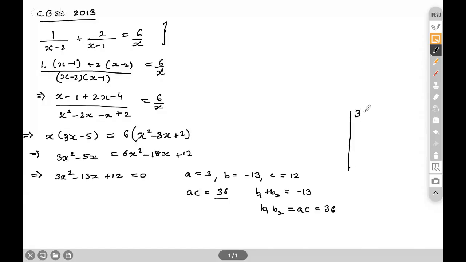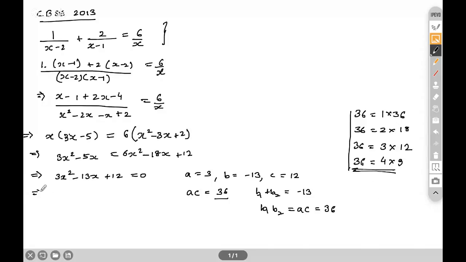Let's say 36 can be expressed as 1 × 36. Clearly 1 and 36 will not yield you 13, and we would have to take −1 × −36 like that. Then 36 can also be written as 2 × 18, but 18 and 2 also will not give you 13. 36 can also be written as 3 × 12, but this again is not going to yield −13. Now 36 is nothing but 4 × 9, and this is interesting. Why? Because 9 + 4 is 13. So we now get the splits.